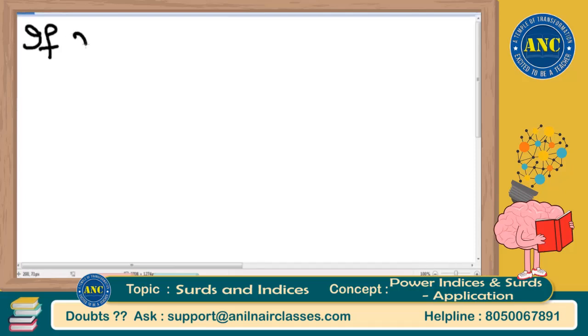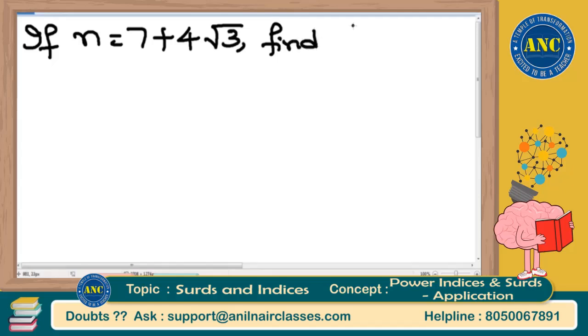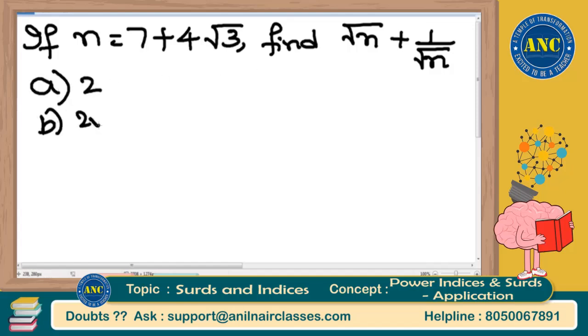Listen carefully, sir. Your question is, if n is equal to 7 plus 4 root 3, then find the value of root n plus 1 by root n. Options are 2 root 3, 4 root 3, 2 root 3, 4 and 4 root 3.